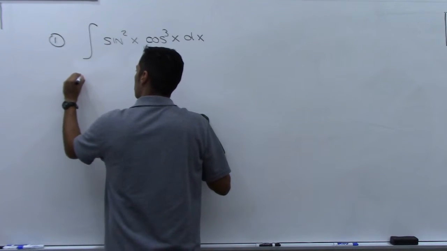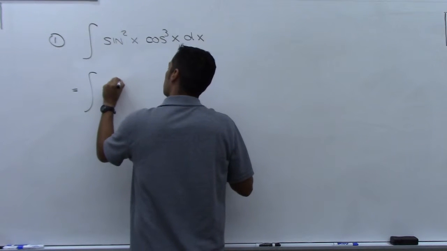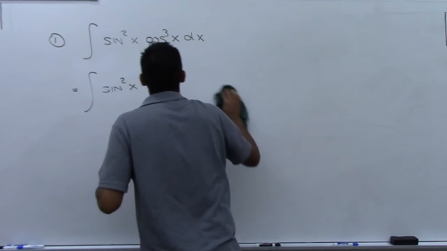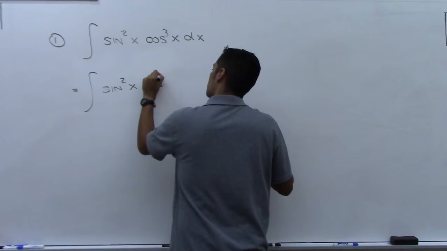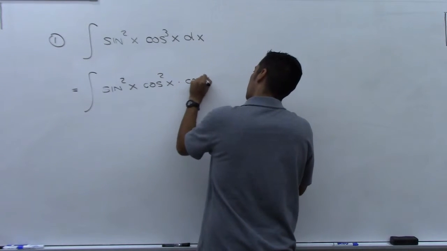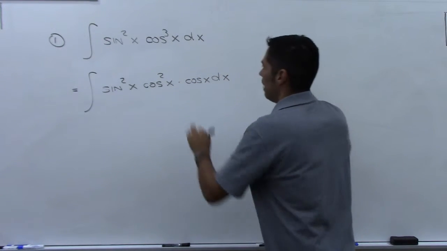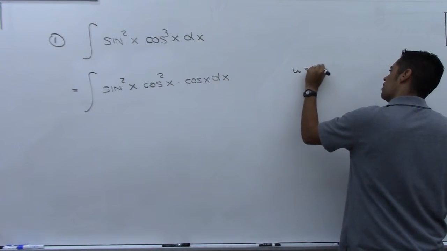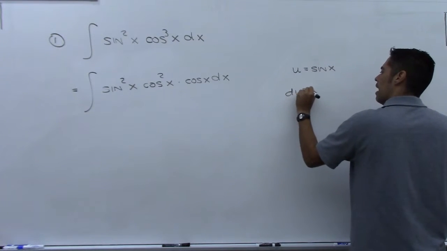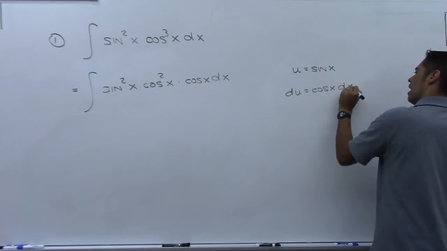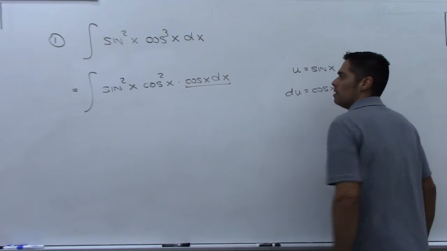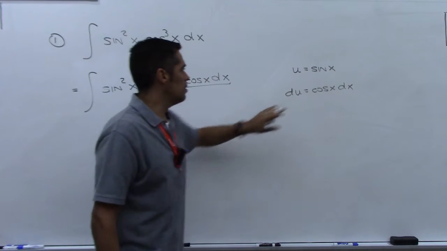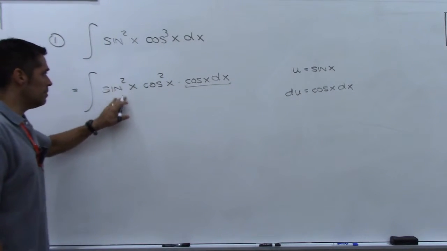So this integral is equal to sine squared x times cosine squared x times cosine x dx. I've factored out one of the factors of cosine, and I'm going to make a substitution that u will be equal to sine x. The derivative of that is cosine x dx, which I actually have right here. So now it's just a matter of rewriting everything in terms of sine so that we can replace these things with u's. So this is already going to be u squared.